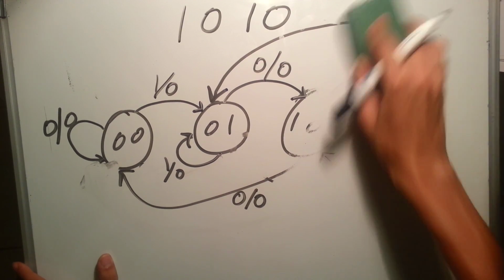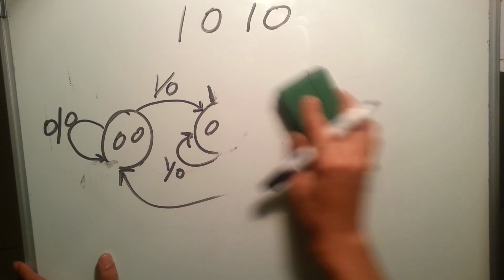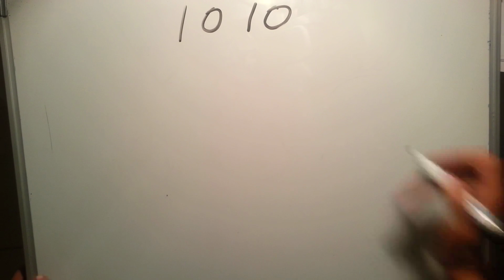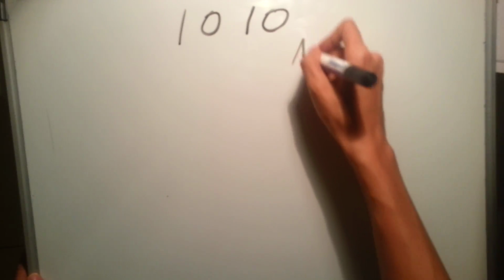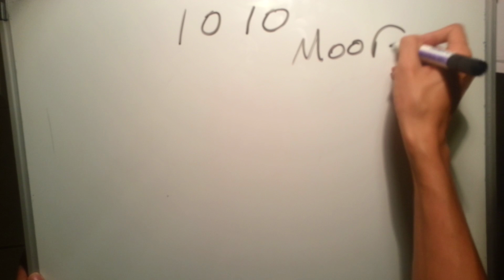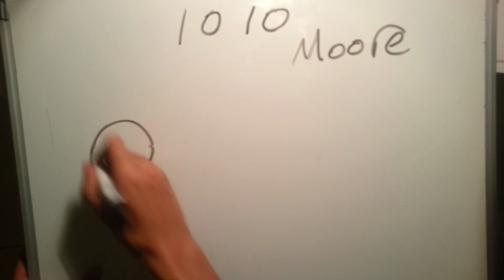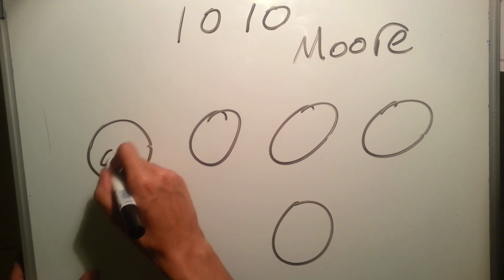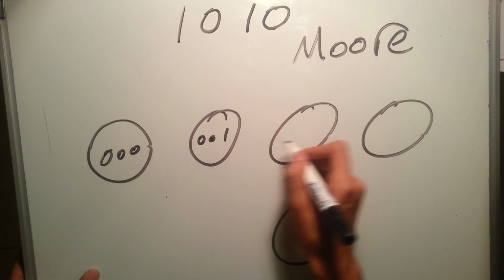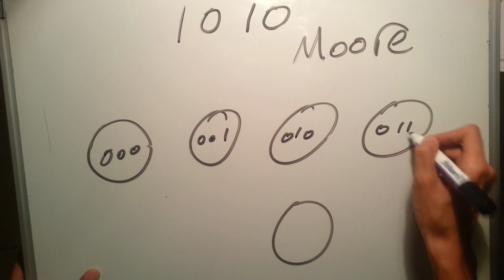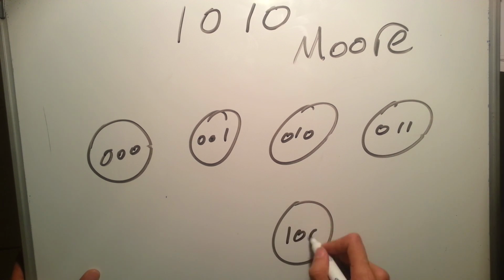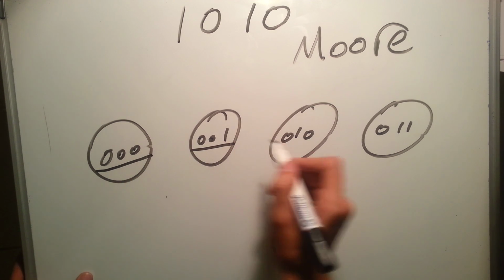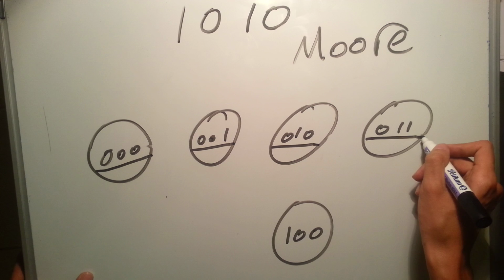The Moore is much easier, but you'll need more states. Besides, it's less common. For my course, we used to deal with both Mealy and Moore. So here's Moore. You'll have 5 states: 000, 001, 010, 011, and 100. Basically, for this one, you'll have the output not on the line, but on the same state.